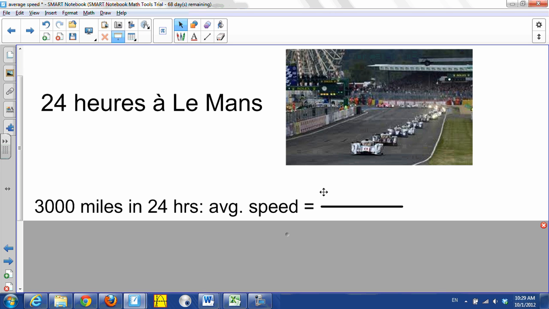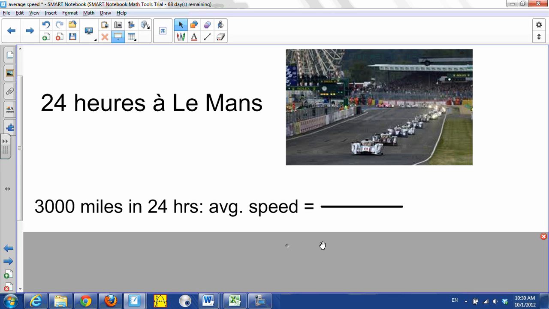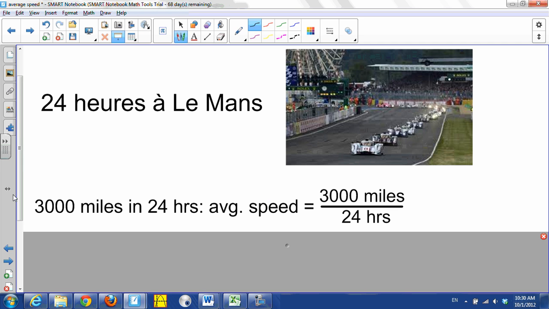But let's say they made it 3,000 miles in that 24 hours. What would be the average speed of that race for that particular car's team? Well, using the formula, we have 3,000 miles divided by 24 hours. Okay, I'm going to help you work through a little bit of mental math here. I'm going to write this up here because you should think about some of these things sometimes. 30 divided by 24.